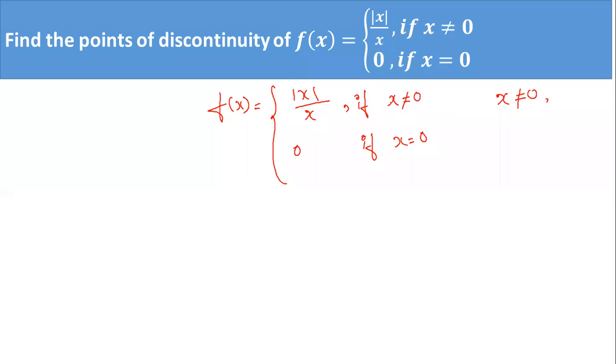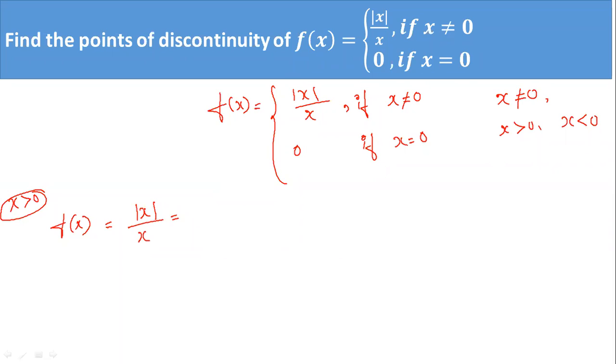Okay, so others you listen. So x not equal to 0. X not equal to 0 means x can be greater than 0 or x can be less than 0. Correct? So now, if x is greater than 0, that is x is a positive value, the function is mod x divided by x, because for x not equal to 0, the function is mod x divided by x. So x greater than 0 means it is also not equal to 0. But when x is greater than 0, what is mod x? What is mod x, students?